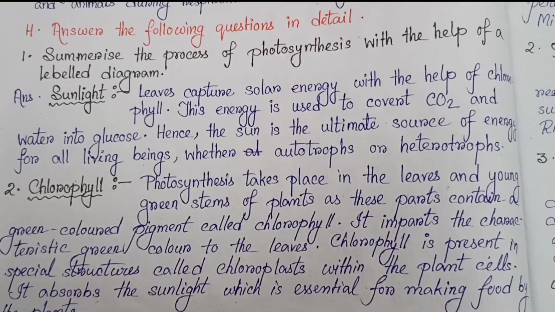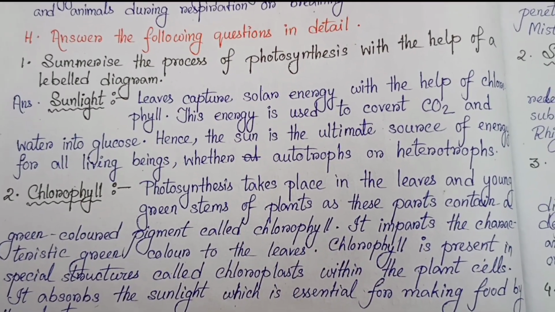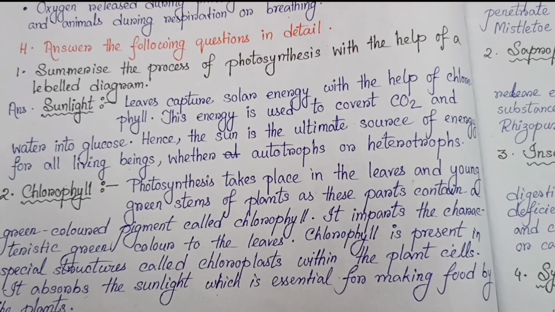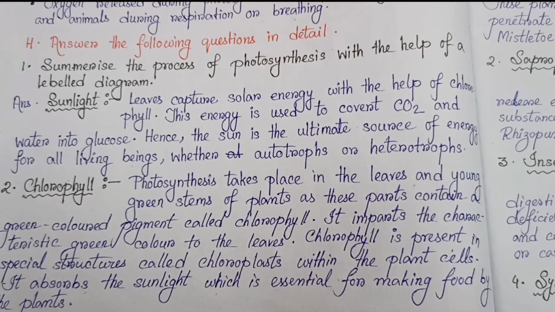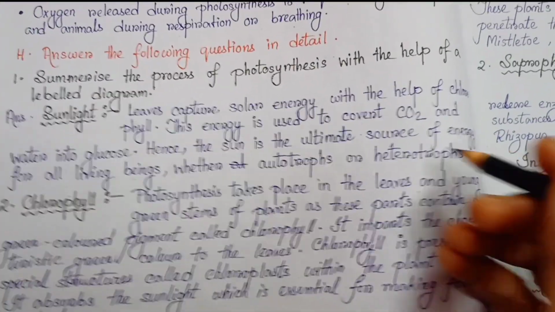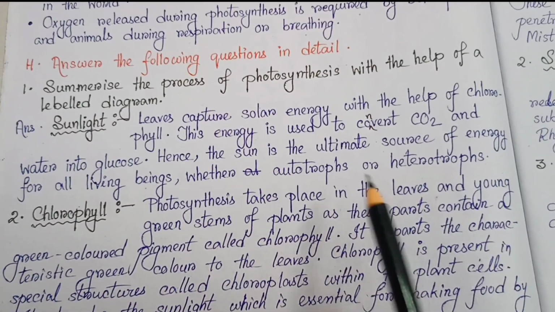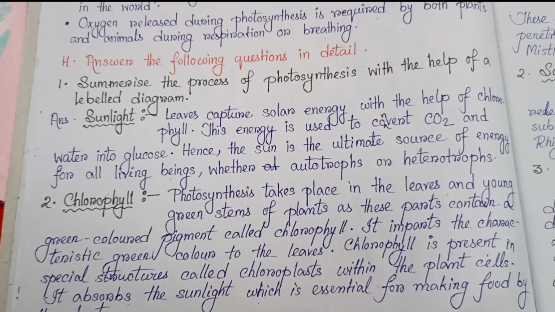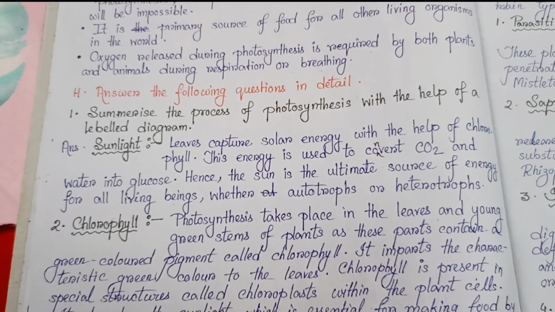Number 8. Answer the following questions in detail. Number 1. Summarize the process of photosynthesis with the help of a labeled diagram. Sunrise. Leaves capture solar energy with the help of chlorophyll. This energy is used to convert CO2, that means carbon dioxide, and water into glucose. Hence, the sun is the ultimate source of energy for all living beings, whether autotrophs or heterotrophs.